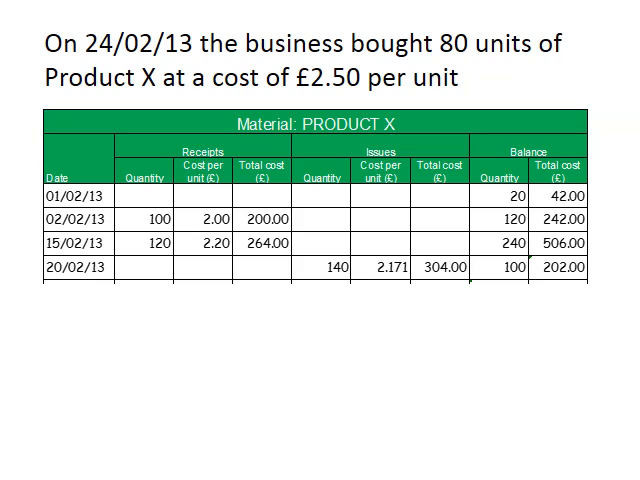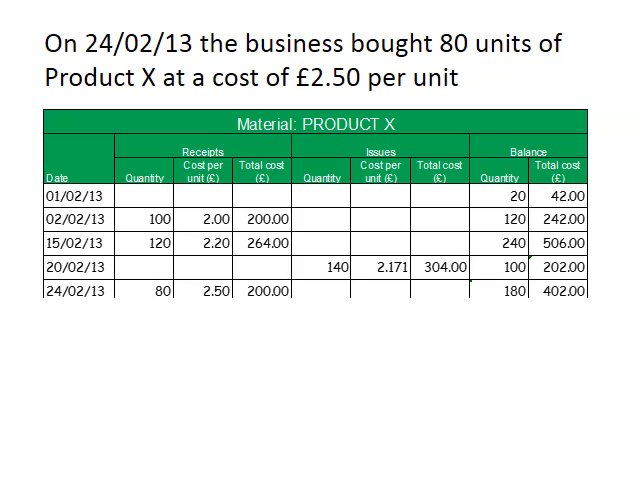Following our issue of 140 units, the business then buys an additional 80 units of product X, this time at a cost of £2.50 per unit. Well, this is nice and straightforward. We simply follow the method outlined with our previous purchases. We record the date, we record the quantity and cost per unit, and then calculate the total cost of that purchase, and update the balance figures.